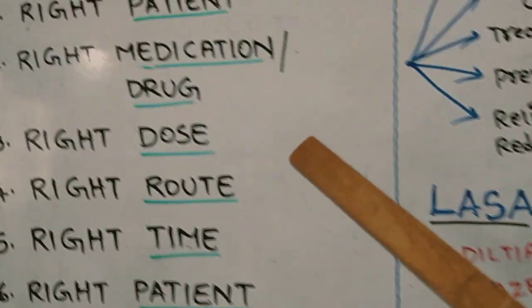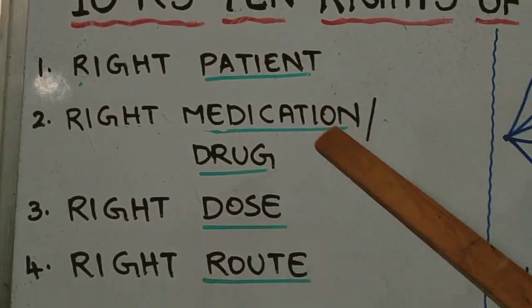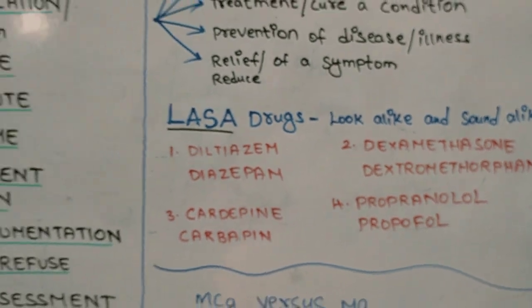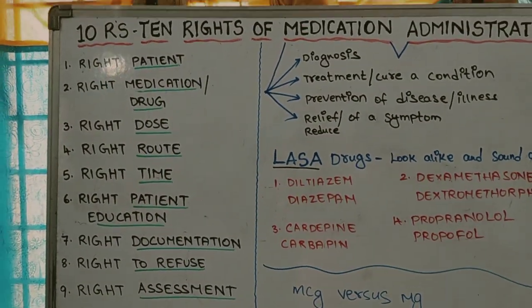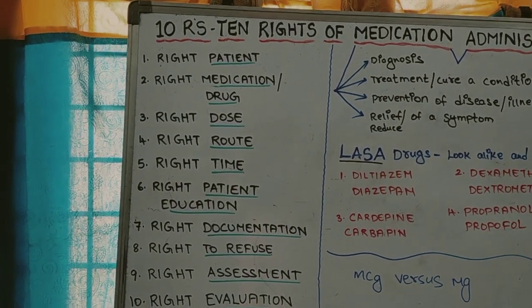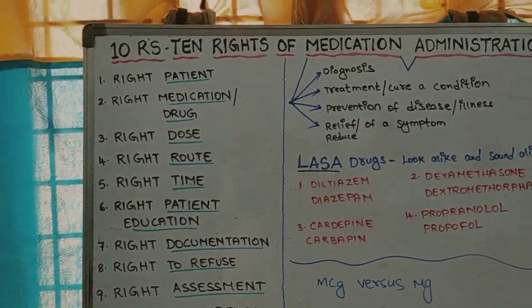To ensure that you are giving the right medication for this right, you must be aware of the LASA drugs, and always cross-check with the drug order, for the right name and for the right form, to make sure that you are giving the right medication.